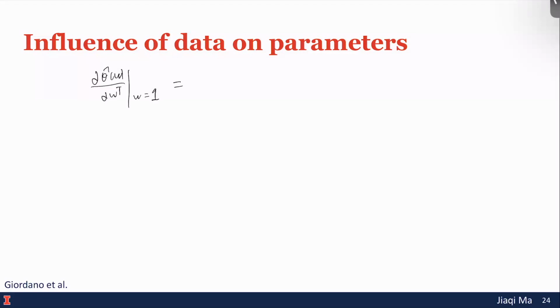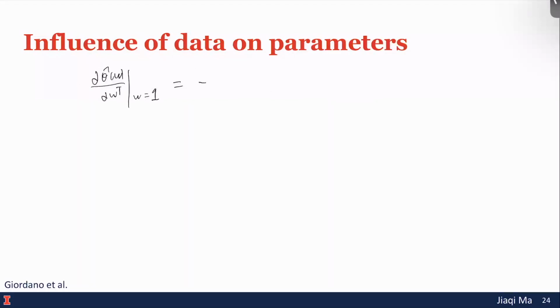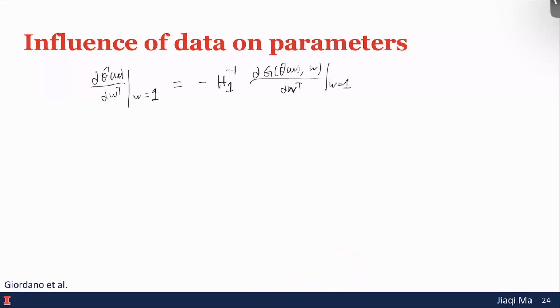Then plugging into the formula, we'll get minus H1 inverse times the partial of G(theta hat(W), W) with respect to W transpose, evaluated at W equals 1. The first term becomes H1 when evaluated at W equals 1, and the second term we just copy here.